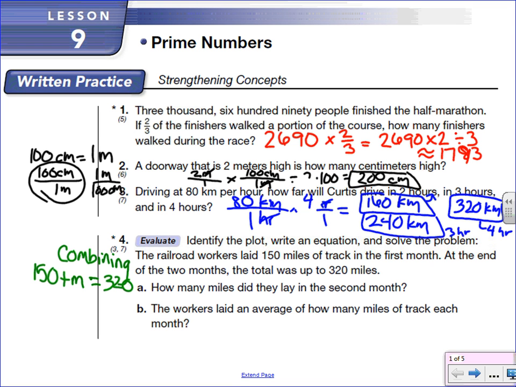So to figure out what m is, we have to think what added on to 150 would give us 320, and it would be 170. You could also do 320 minus 150, that gives you 170. So how many miles did they lay in the second month? 170 miles.